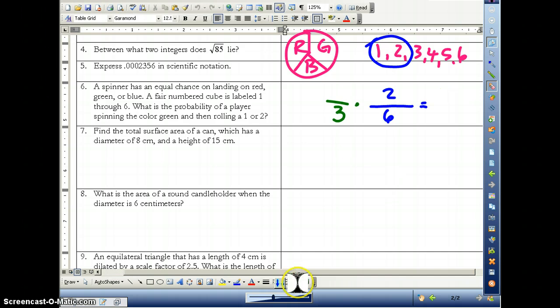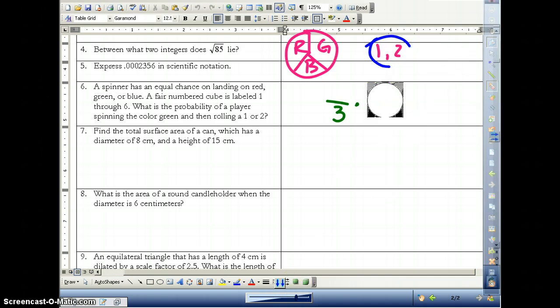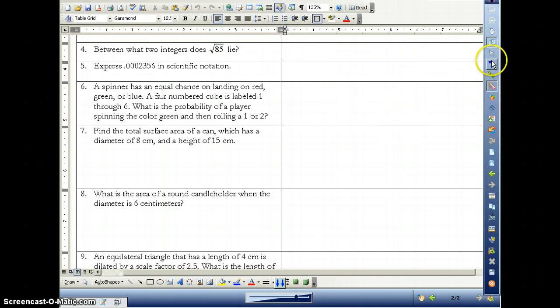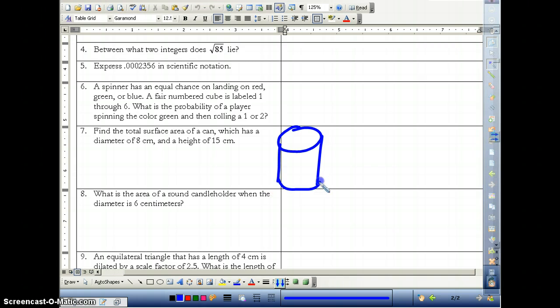Number 7. You guys know you can stop these videos at any time that you need to. Number 7 says, find the total surface area of a can, which has a diameter of 8 centimeters and a height of 15 centimeters. I'm first going to draw me a picture. A can is a cylinder. It's got a height of 15 centimeters, and its diameter is 8. I always automatically convert that to a radius. Our radius is 4.